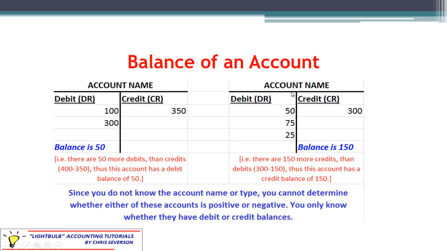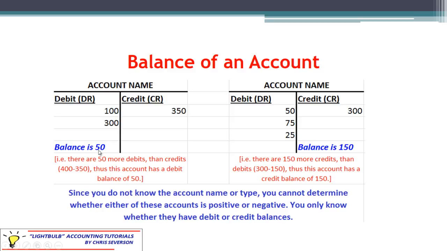This other account here, again, we don't know what it is. So here, if you add these up, we have $150 worth of debits and $300 worth of credits. So we have 150 more on the credit side than we do on the debit side. So the balance of this account is 150 credit. Again, we don't have a clue at this point what type of account this is. It doesn't give us the name. Because of that, we don't know what type of account this is.